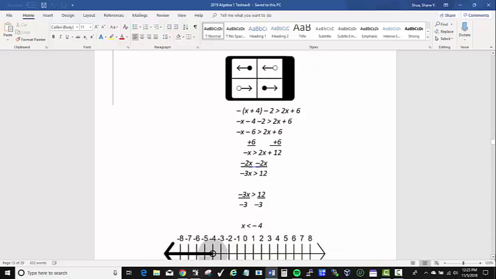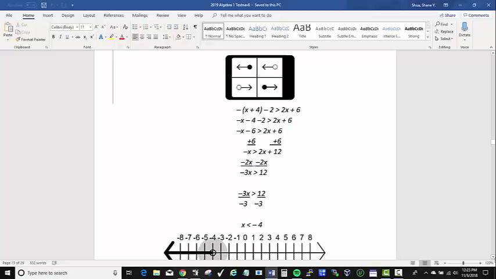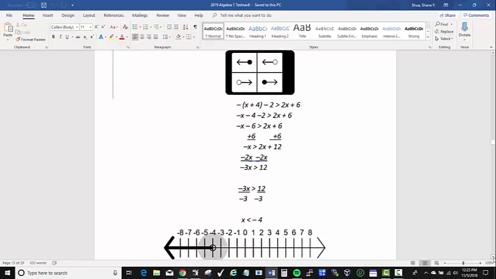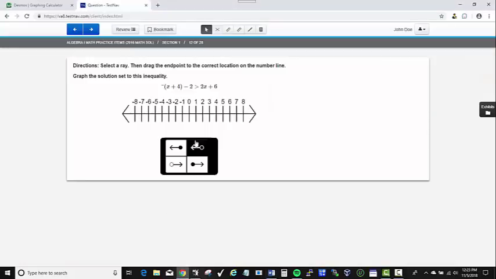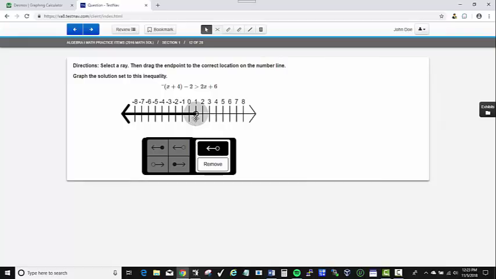If I divide by negative 3 on both sides, you're dividing by a negative, so the inequality sign switches. So that's going to be x is less than negative 4. X is less than negative 4 is what we should have. So less than, and put this negative 4 right there.